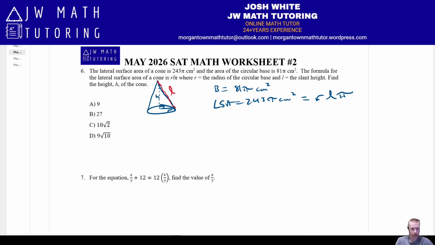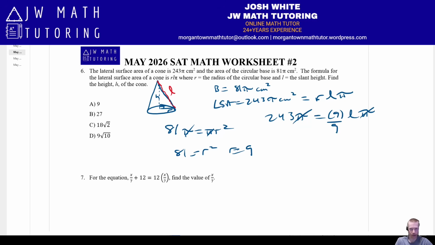So we're going to start with the base area, 81 pi. That's equal to pi r squared. The pi's cancel. R squared is 81. The radius of this cone will be 9. Now that we have that, we know that 243 pi is equal to 9 times the slant height times pi. Again, the pi's cancel, divide by 9, divide by 9. Slant height is going to be equal to 243 over 9, which is 27.